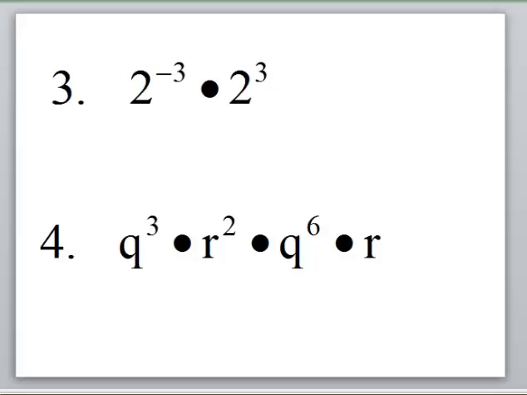On this next problem, let's go ahead and use the rules again. Keep the base, add the exponents. Negative 3 plus 3 is 0. We know that anything to the 0 power is 1.